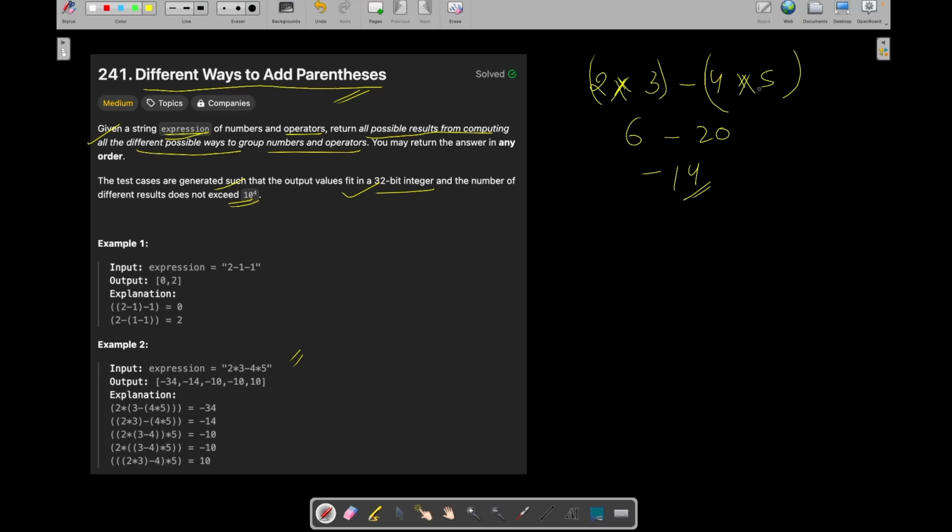Forget all these precedence rules. Nothing like the precedence of multiplication being more than plus and minus. So forget all these precedences and you just need to calculate all the possible results of this expression.